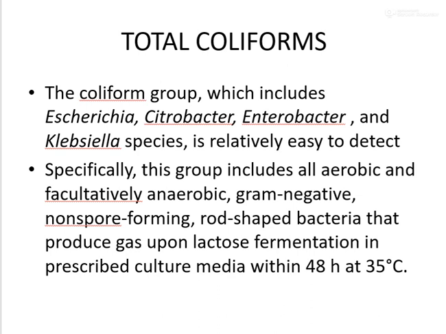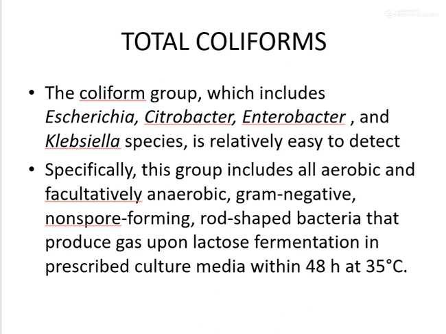So, what do we mean by the total coliforms? The coliform group mainly includes Escherichia, Citrobacter, Enterobacter, and Klebsiella species, and they are relatively easy to detect. If you look specifically at this group, they include aerobic and facultatively anaerobic gram-negative non-spore forming rod-shaped bacteria, which are capable of producing gas upon lactose fermentation in a prescribed culture media within 48 hours at 35 degrees centigrade. So let me explain it in an easy manner.